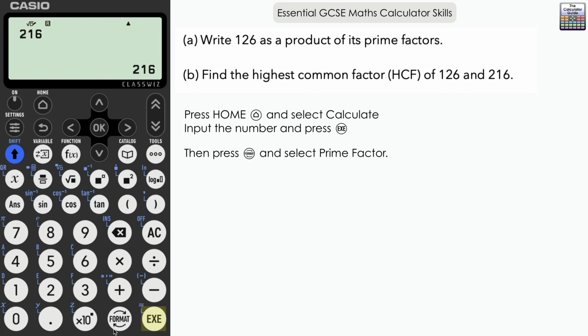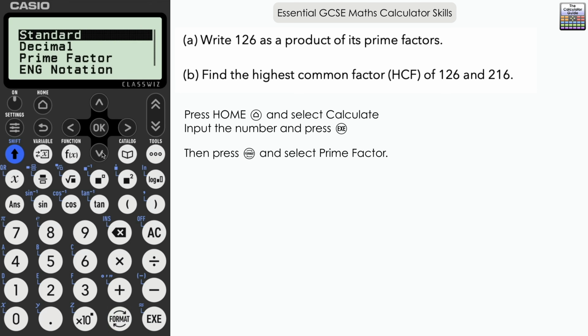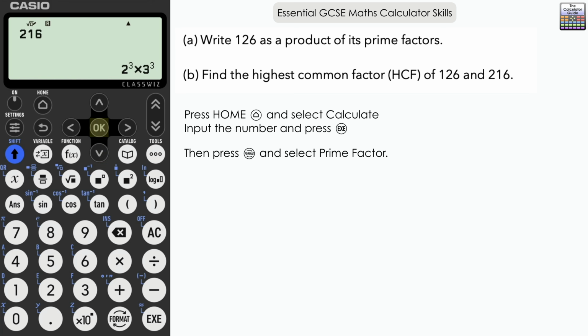Press Execute, and then we want prime factor. We have 2 cubed times 3 cubed. What do they have in common? They have 1, 2, and they have 2, 3, so 3 squared. So 2 times 3 times 3 equals 18. So the highest common factor of 126 and 216 is 18.